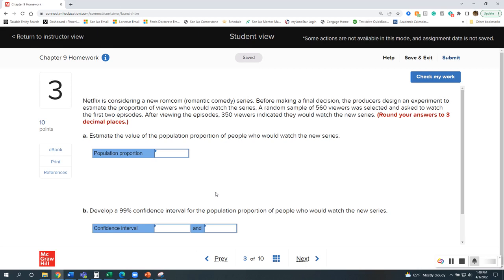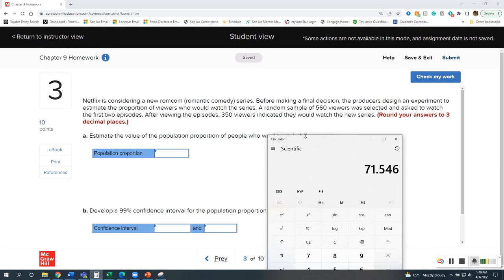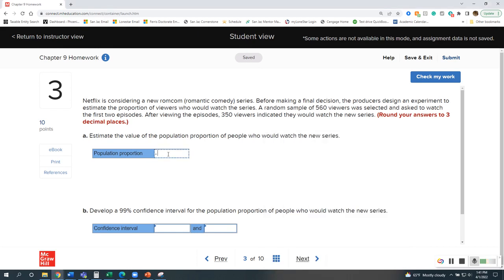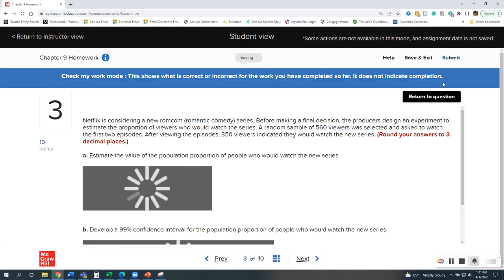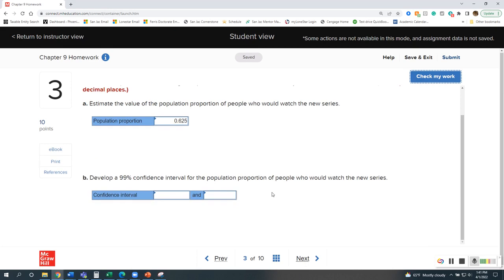Alright, so for this population proportion, this one's really a more simple one because we're just finding the proportion of the ones that will watch. So we take the 350 that said that they will and divide by the total. So it's 0.625. Proportion's a little bit easier. Now it's time to develop the 99% confidence interval.